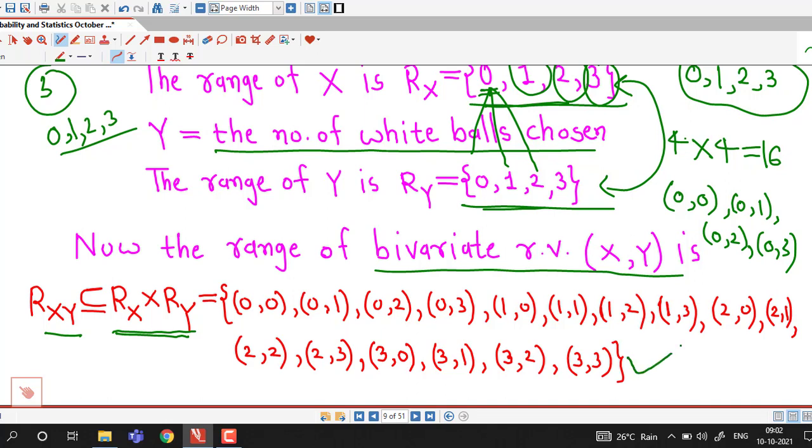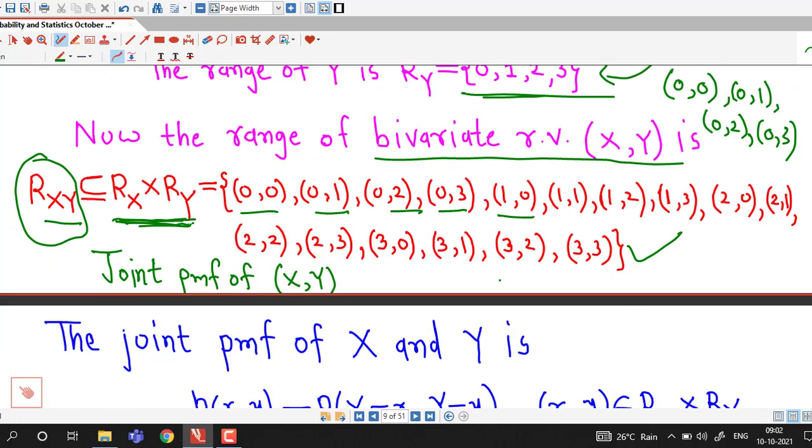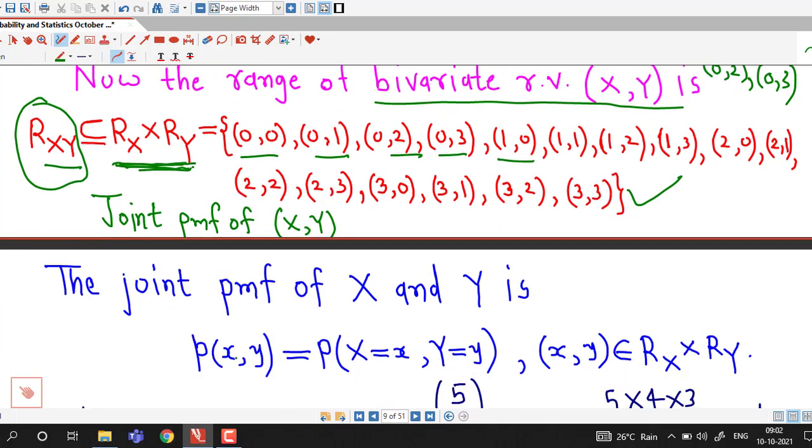So this is the Cartesian product of Rx and Ry, and the range of the bivariate random variable is a subset of this Cartesian product. So we have to find out the value of the joint probability mass function of the bivariate random variable XY at each of these ordered pairs. So first we decide the value of the joint PMF at all of these points.